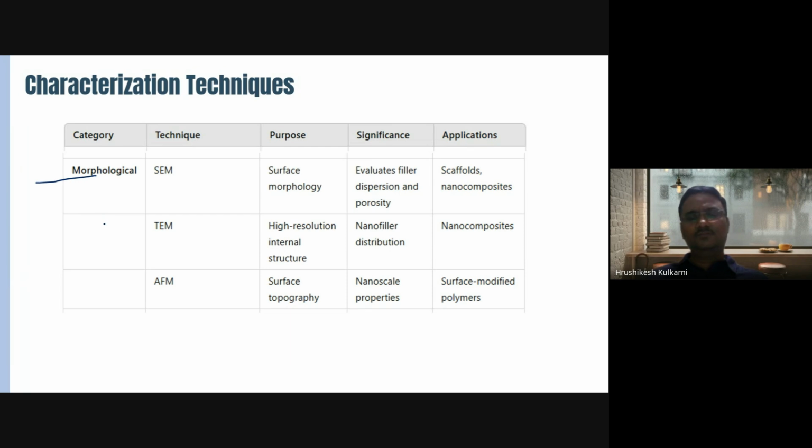Morphological characterization means you can see the surface of the sample, how the filler is filled inside the matrix, what is their nature, distribution. You can see through scanning electron microscopy, transmission electron microscopy, AFM technique. Again, these are used in scaffold nanocomposites, surface modified polymer nanocomposites. Just now one person has asked a question about the modification of the filler for improvement in compatibility. This surface modification of the polymers as well as of the filler can be done, and this can be tested with the help of AFM.